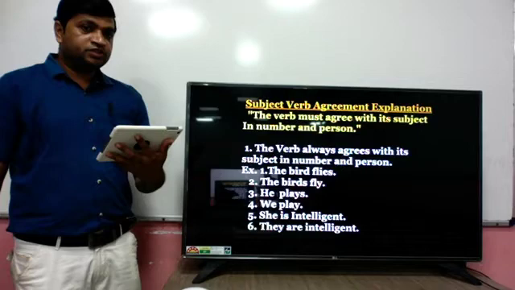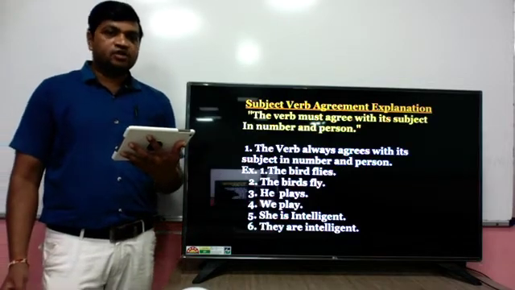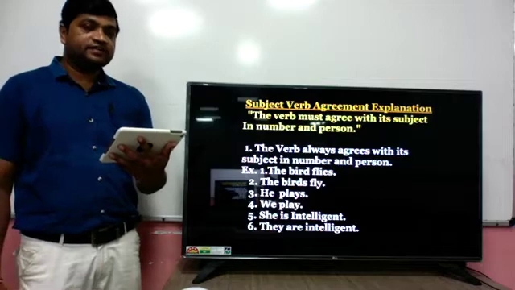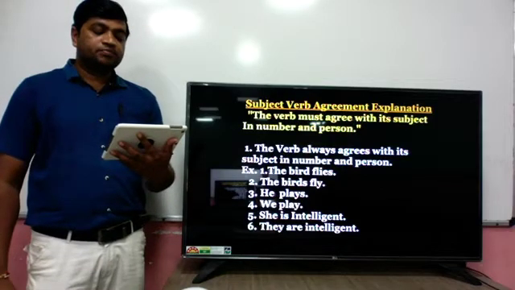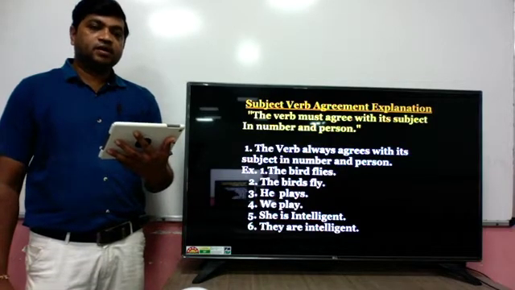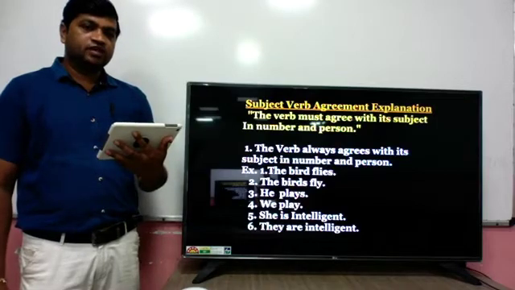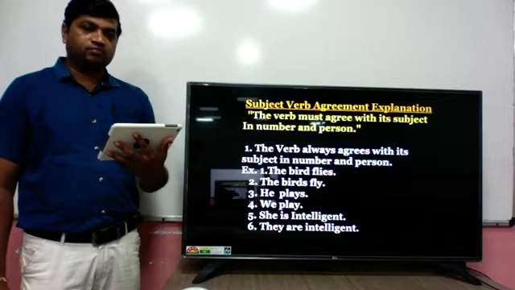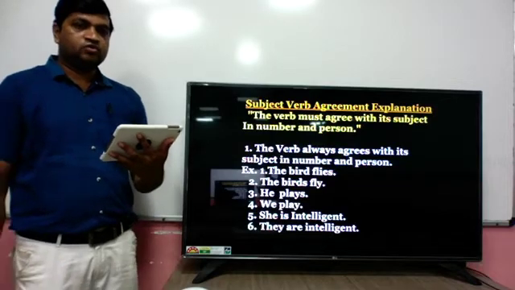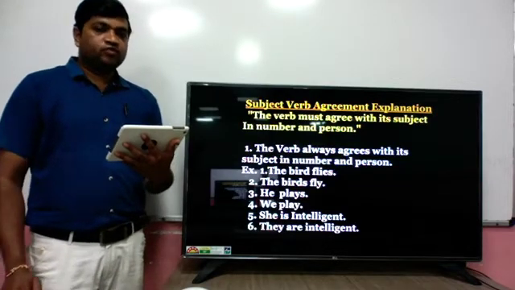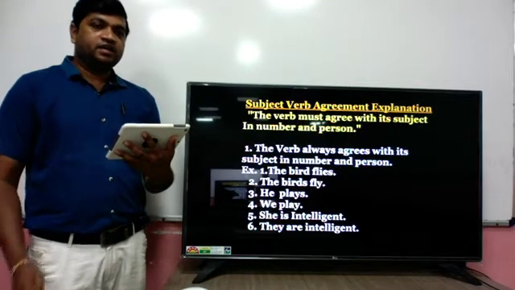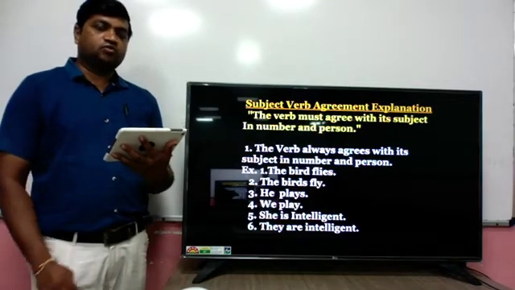Here some singular subjects with singular verbs, and plural subjects with plural verbs, are given. For example, first: the bird flies. Here the subject, the bird, is a singular noun, and flies is also a singular verb. As I told you, the verb which has s or es is known as a singular verb, just opposite to the noun.